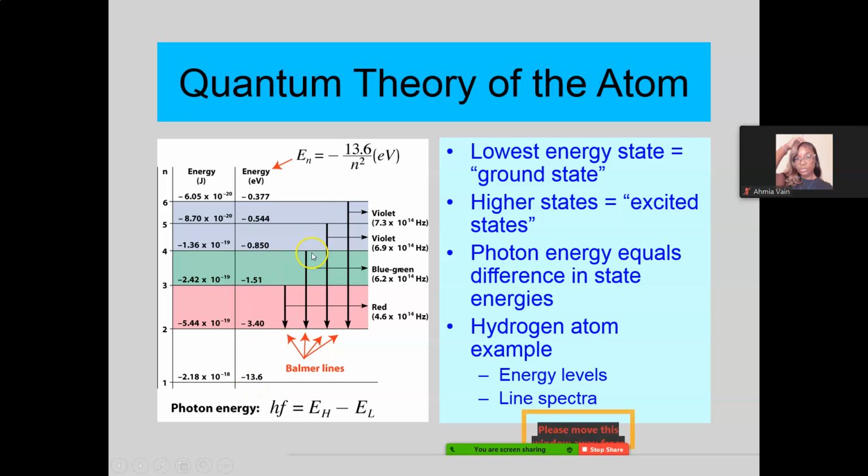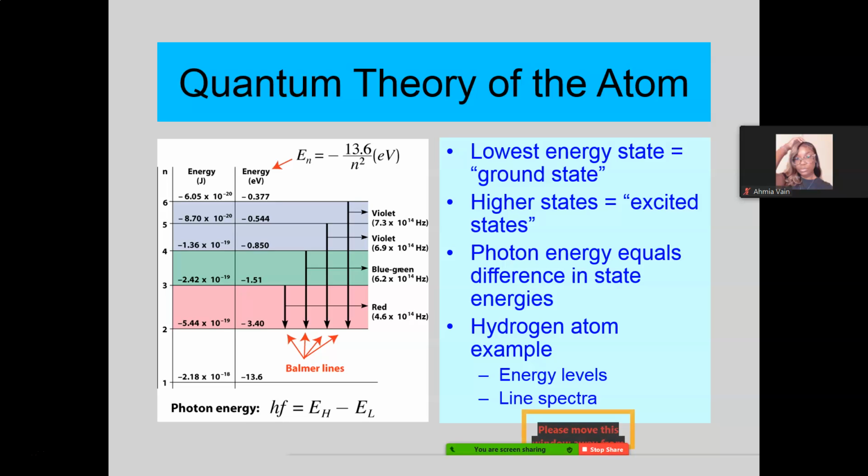Negative 13.6. Okay, and in your book it's just given as E sub n is equal to E sub 1 over n squared. But the E sub 1 there that they put in your book is this one down here, not this one up here, but this one. So that has to be the ground state. Why they show these only going to level 2, maybe that's as far as they go in hydrogen. I don't know the exact answer to that.